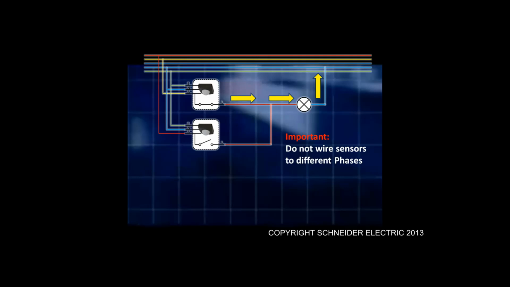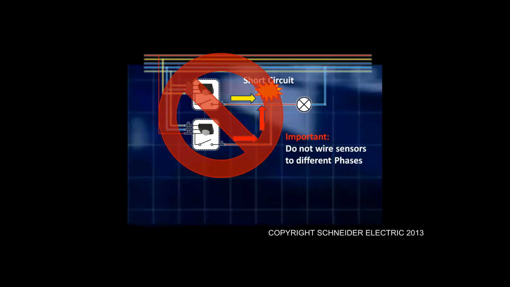Now, if both of those sensors are closed, so they both detect movement, what would happen is you'll get a direct short across two phases, and that would obviously trip the circuit breaker, damage the units, and could potentially weld those contacts together. Like I said, this particular wiring is not recommended by Clipsal, and it will void your warranty if you do wire these sensors up in this particular fashion.